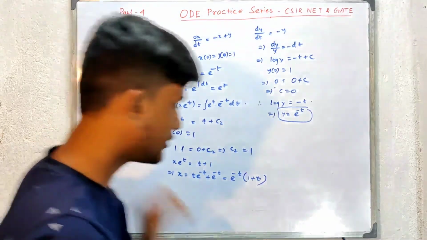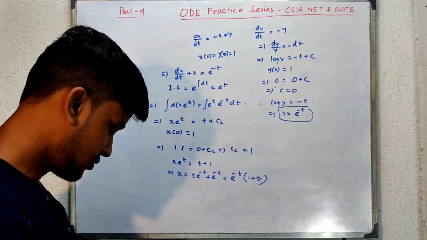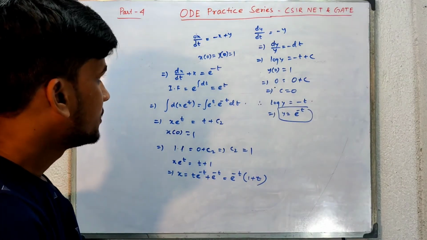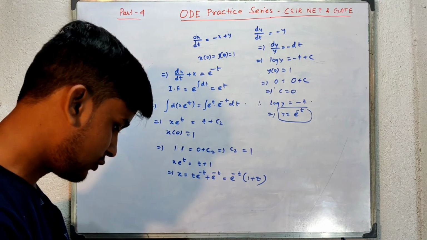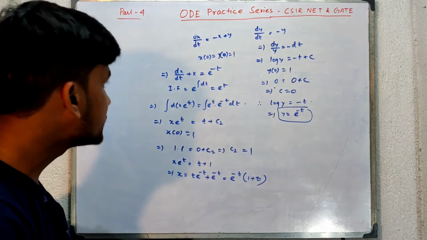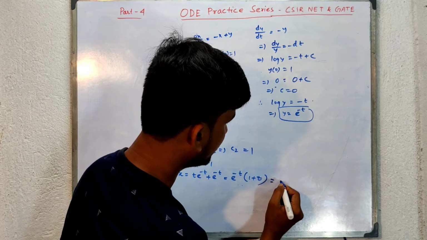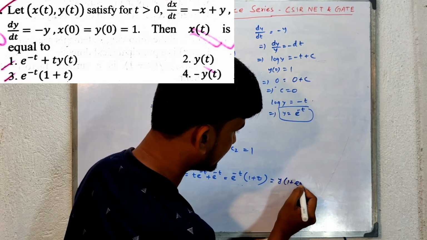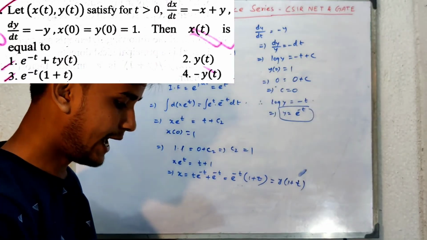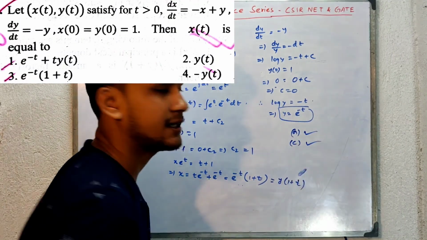So which options are correct here? Option 1 is e^t plus y(t), and the other options are e^t into (1 + t) and e^(-t) into (1 + t). This is the correct option. And since e^(-t) = y, we can write y into (1 + t). Therefore option A is correct and C is correct, that is, the first and third options are correct here.